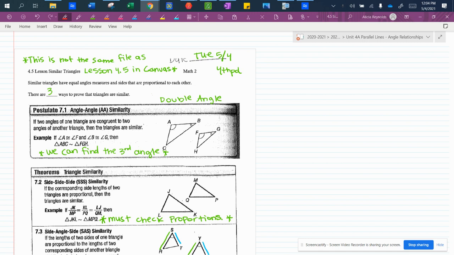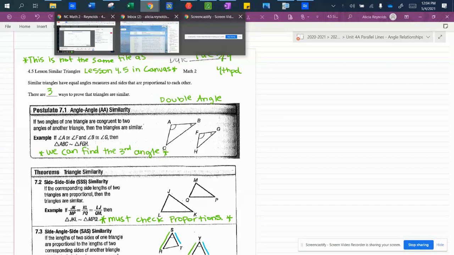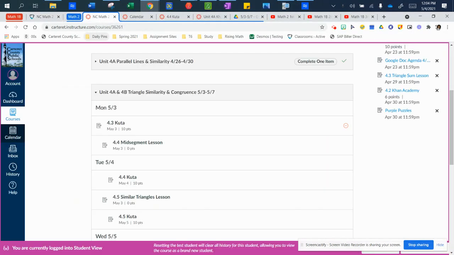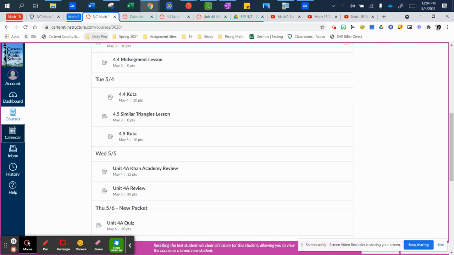So one thing you should notice at the top of the file, if you're looking in Canvas, if you didn't copy these notes at all and you want to view the file in Canvas, I'm fine with that. Yesterday, we should have completed the mid-segment lesson. Today, we worked on CUDA, the beginning part of class. So now we're looking at the similar triangles lesson.